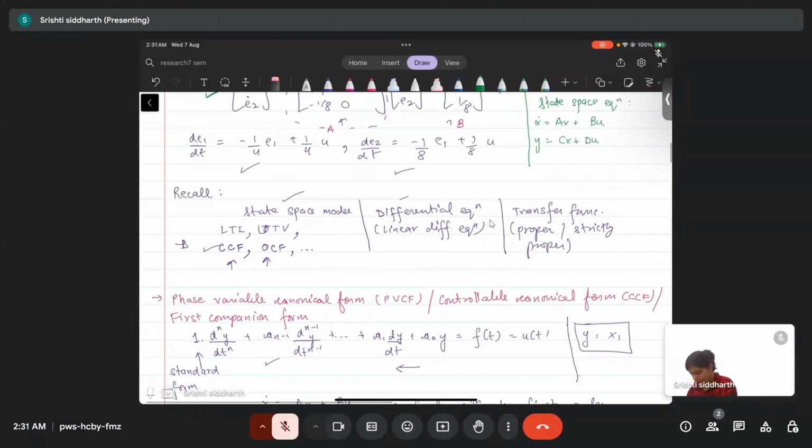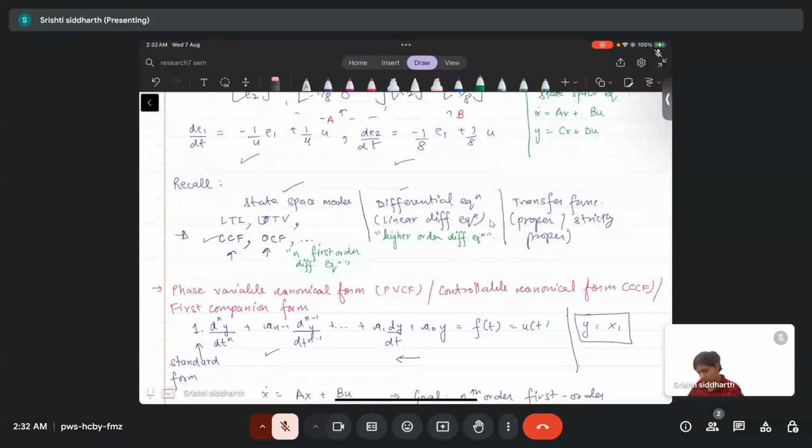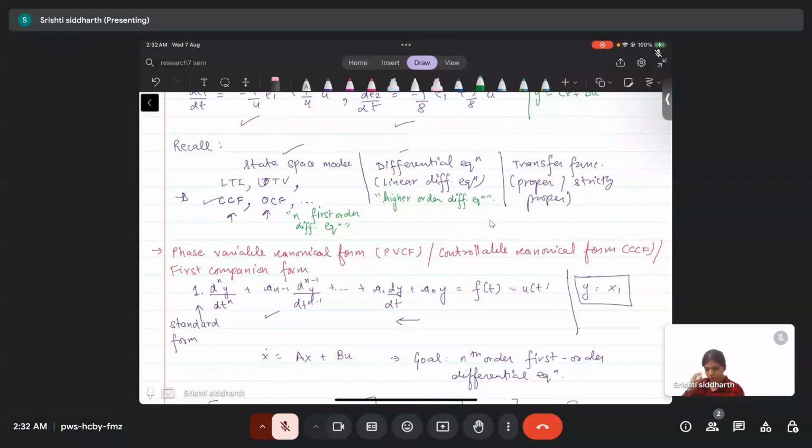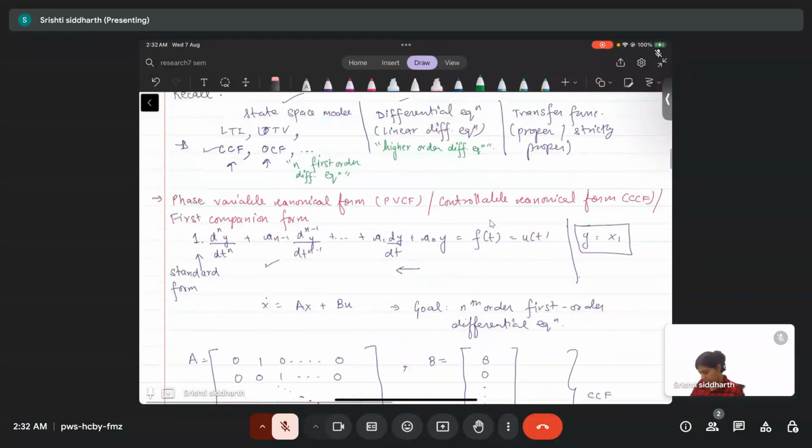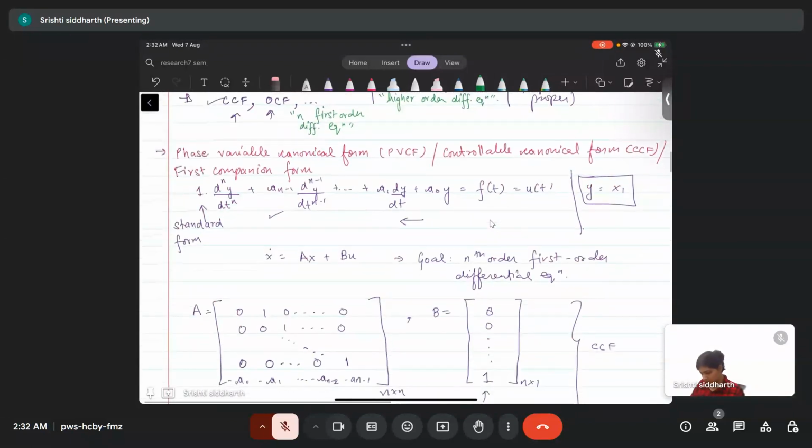And we can also have some higher order differential equations. So this is higher order differential equation, and this in particular n first order differential equation. And then of course we have the transfer function. So the transfer function can be proper or strictly proper, as we have seen. Okay. So beginning with the state space model written in the CCF form, there are various names for it.